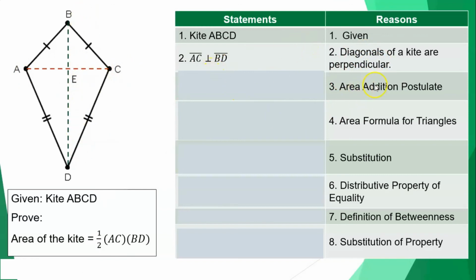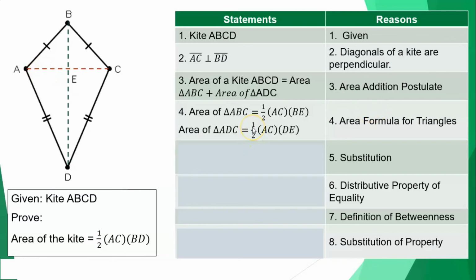Okay, next, we have here area addition postulate. Now take note, to get the area of a kite, that would be the area of triangle ABC plus the area of triangle ADC. So take note of that. So area, or formula for area of a triangle. So for triangle ABC, that would be 1/2 of the base AC and your altitude BE. Then for triangle ADC, that would be 1/2 of the base, which is AC, and the altitude, which is DE.